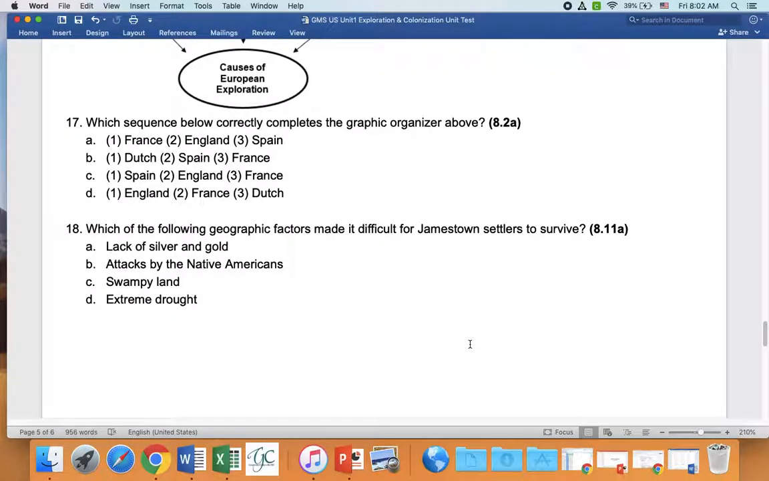Number 18, which of the following geographic factors made it difficult for Jamestown settlers to survive? A, lack of silver and gold. B, attacks by the Native Americans. C, swampy land. Or D, extreme drought.